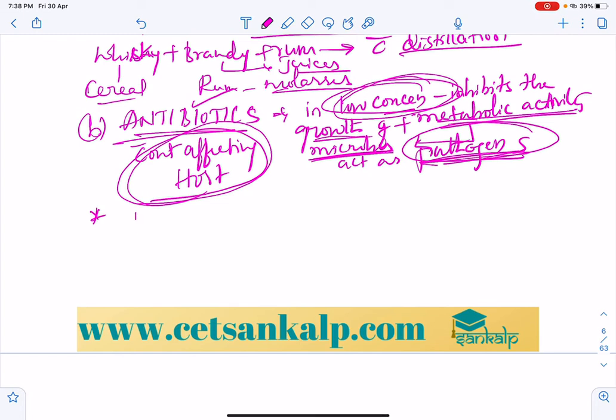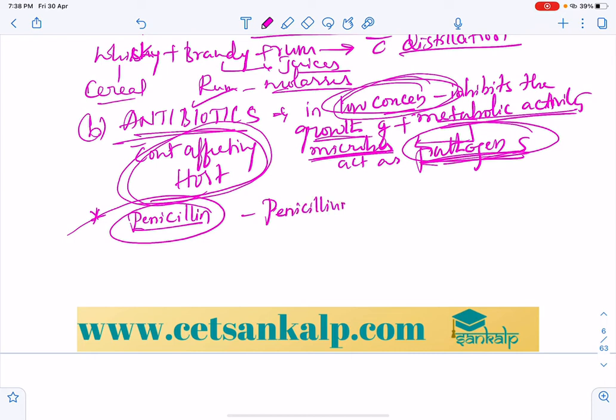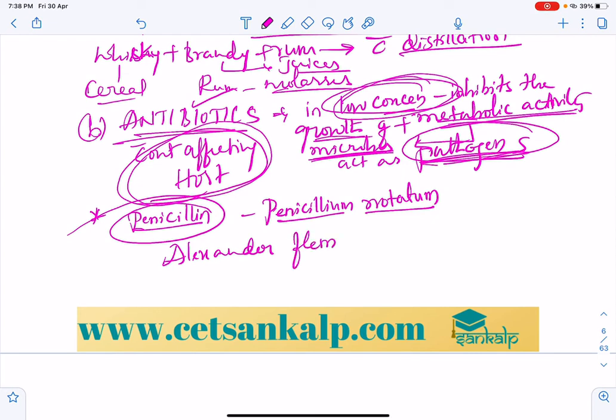The best example was obtained by Alexander Fleming, before the Second World War: penicillin. Penicillin is an antibiotic which is obtained using Penicillium notatum. For the first time it was obtained by Alexander Fleming in 1928.